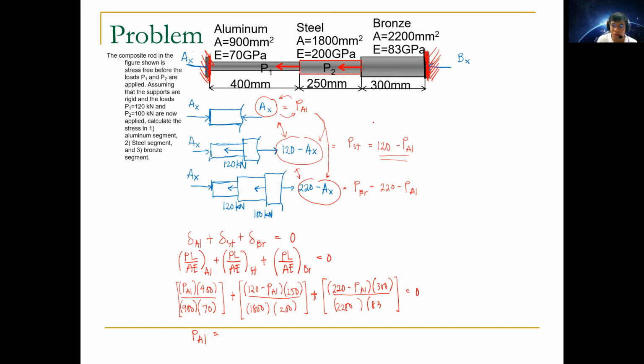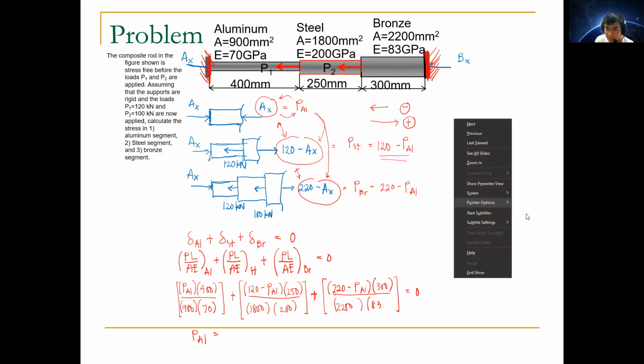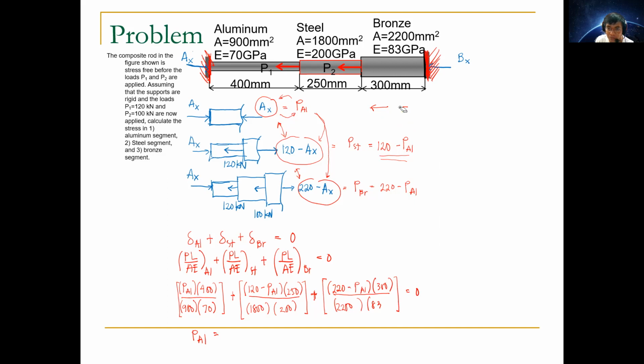Let's try to use the convention for our forces. If it's going to the left, it should be negative. If it's going to the right, it should be positive. So let's try to revert our answers. Let's try to correct them, so that we can fix it.